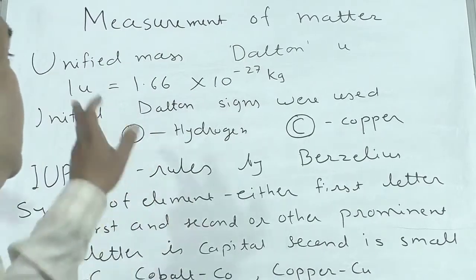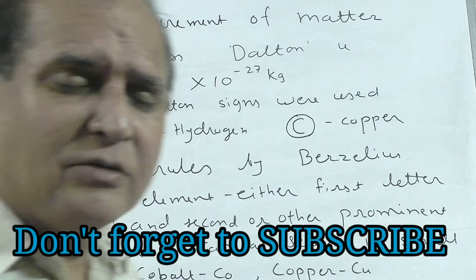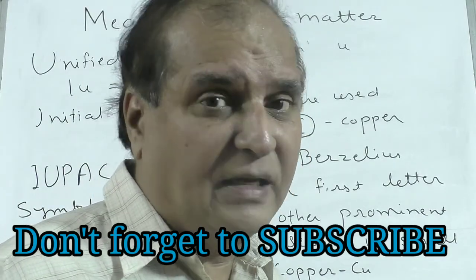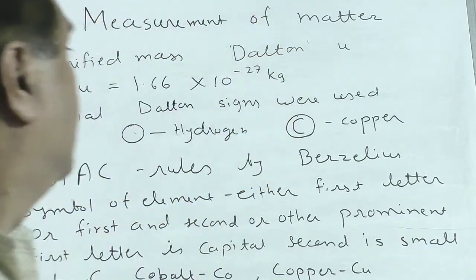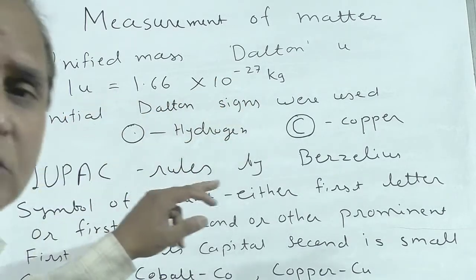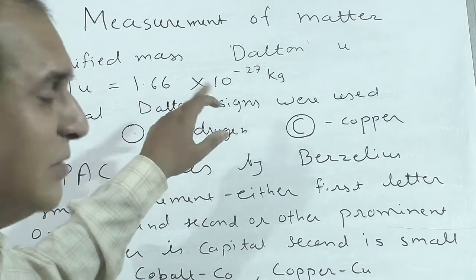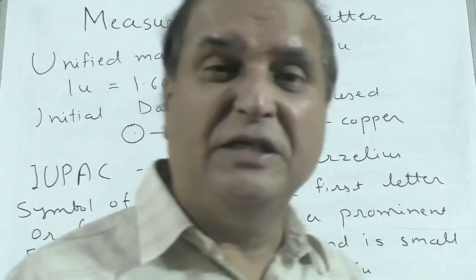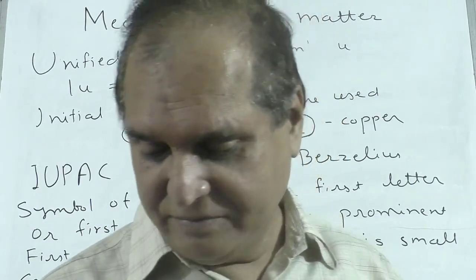See, unified mass. We take carbon 12, oxygen 16, hydrogen 1, but those are not real. In terms of kg, the SI unit, the unified mass, that is a Dalton. 1 Dalton is so small: 1.66, actually a very big figure, but you can remember only this, 1.66 into 10 raised to minus 27 kg. So small, we can't even imagine.